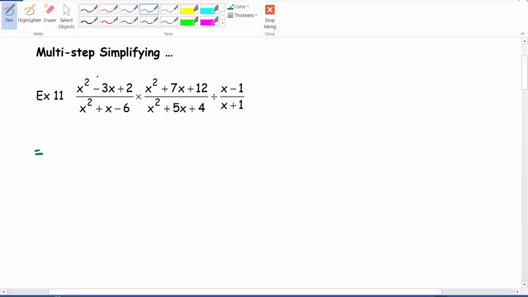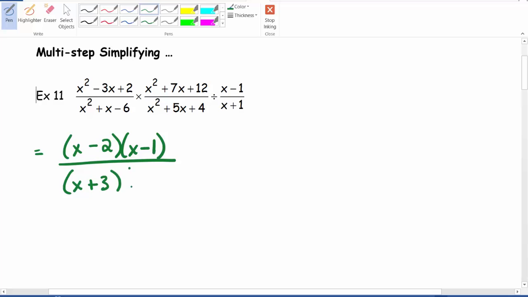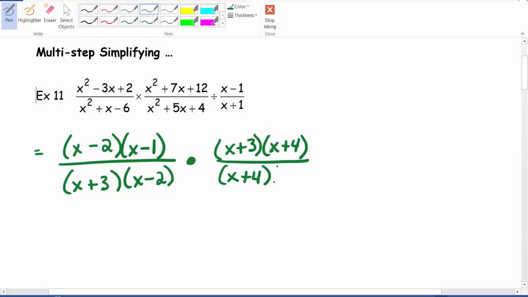Just looking at this top left item, we can break that down into x minus 2 times x minus 1. On the bottom left, we can break that down into x plus 3 times x minus 2. I'm going to go ahead and change that x to a times dot. Trying to factor out this top middle one, we end up then with x plus 3 times x plus 4. On the bottom, breaking this bottom middle one, we end up with x plus 4 times x plus 1.